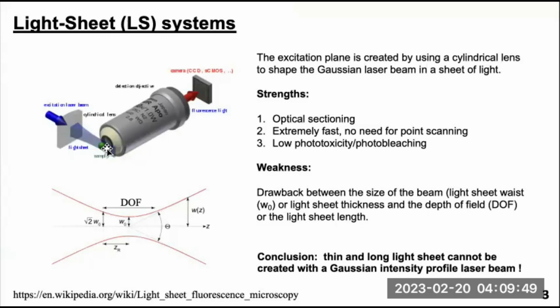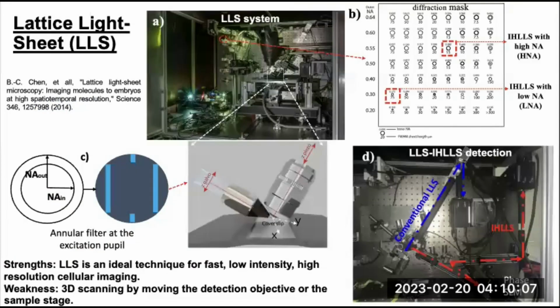However, in conventional light sheet microscopy, we face a fundamental drawback between the size of the beam and the axial resolution. Therefore, a thin and long light sheet cannot be created with a Gaussian intensity profile laser beam. The specific lattice beam shaping of the lattice light sheet microscope overcomes this limitation. At UIC, we use a home-built lattice light sheet instrument for neuroscience and all types of single-cell imaging research.